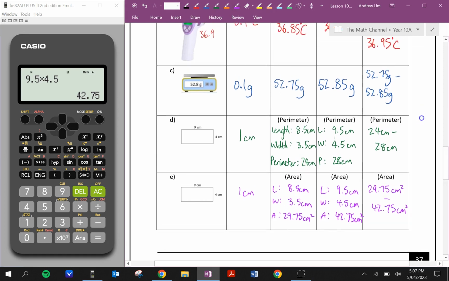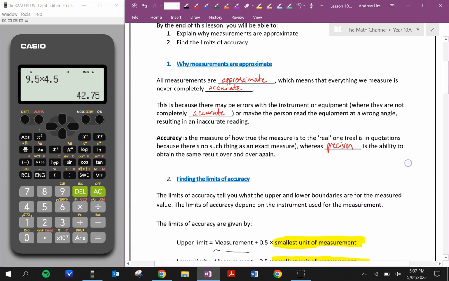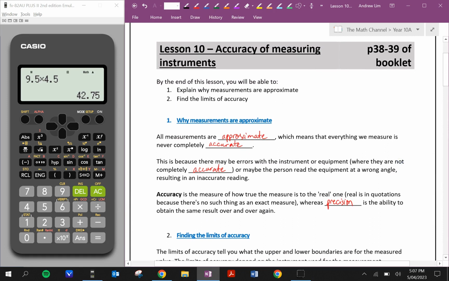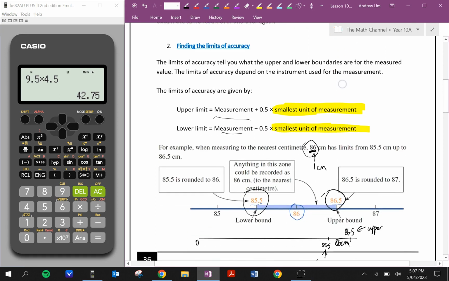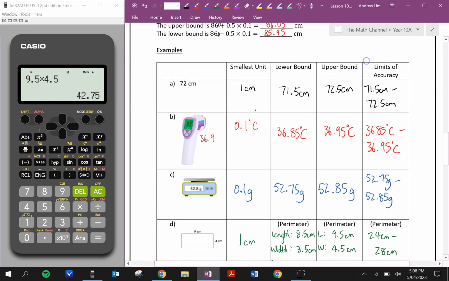Alright, so that's it for this video. I hope you found this video helpful. So let's just recap what we looked at. We were able to explain why measurements are approximate, right? And we were able to find the limits of accuracy, which is somewhere between a lower bound and an upper bound. You don't really need to memorize these formulas, just know what to do. My shortcut was add a 5 to the measurement to get the upper bound. Look at the second last digit, minus 1 from that to make the lower bound.